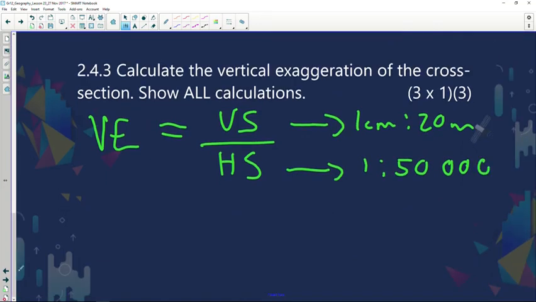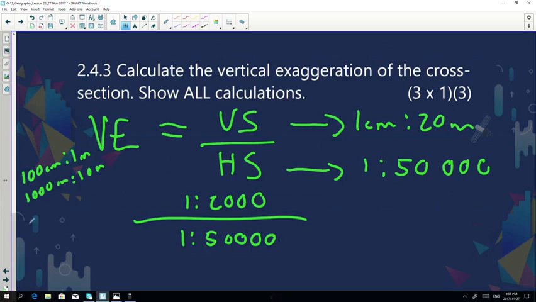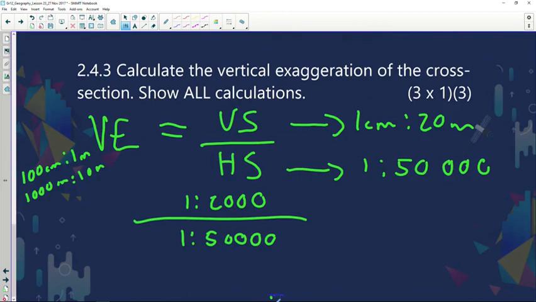So let's quickly go and do our calculations. Now, how many centimeters are there in 20 meters? Now, there are 100 centimeters in 1 meter. Okay, there's 1,000 centimeters in 10 meters. So how many centimeters are going to be in 20 meters? 2,000. So the vertical scale is 1 to 2,000. Horizontal scale has already been given to us. So we need to divide 1 to 2,000 over 1 to 50,000.